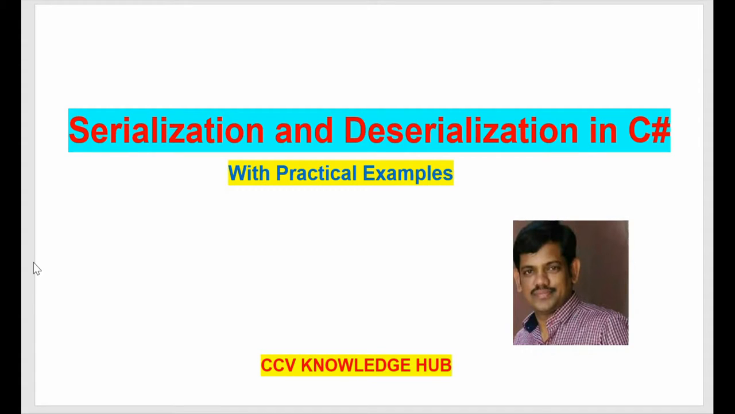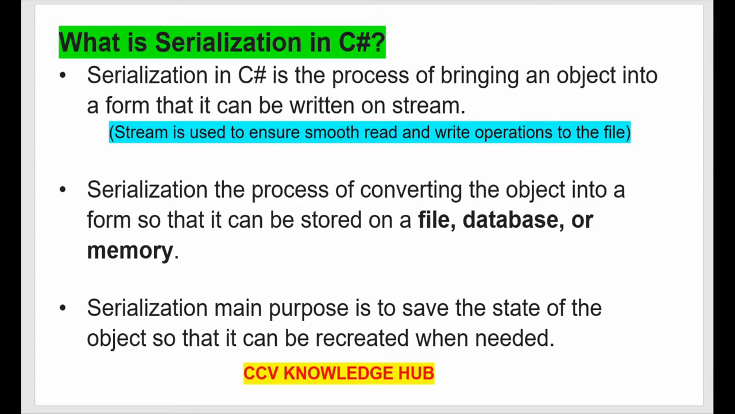Hi all. Here we will learn serialization and deserialization in C#.NET with practical examples. So now, what is serialization in C#? Serialization in C# is the process of bringing an object into a form that can be written on a stream.